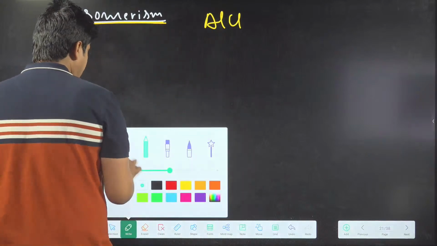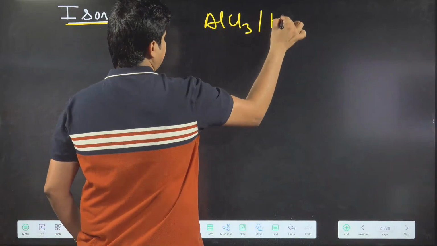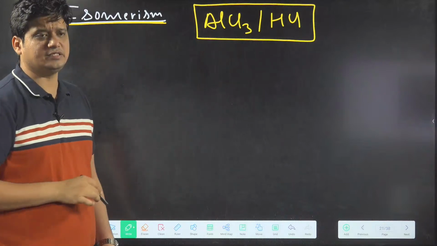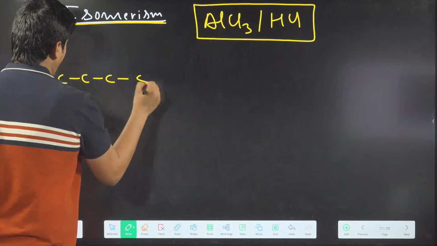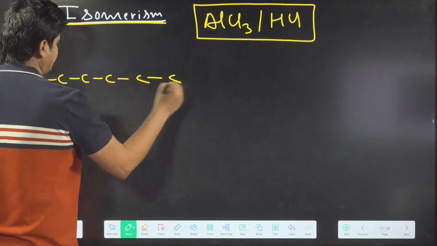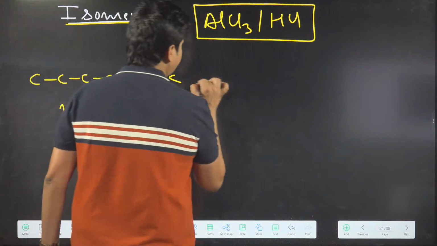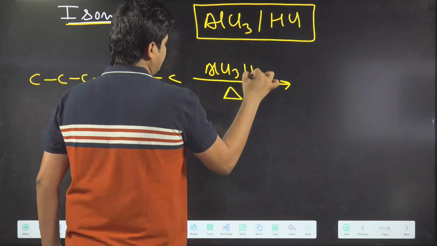Isomerization. For an isomerization reaction, what is the reagent? The reagent is AlCl3 and HCl. Now, for example, I am taking normal hexane, 1, 2, 3, 4, 5, 6. Normal hexane is heated in the presence of AlCl3 and HCl.